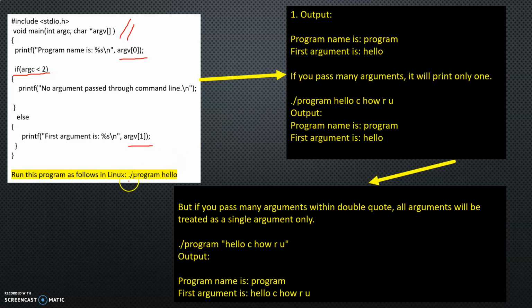That means whenever we are writing dot slash program, we don't give any enter; we write the value that we want to place, which is hello. If you write hello, hi, anything, that will be printed. So let's go for the first output.